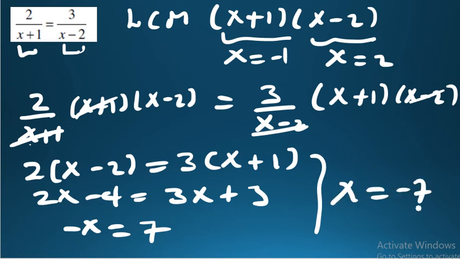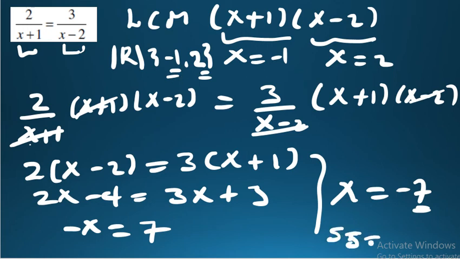Now check this -7. Is it found in the numbers that we already restricted? The domain we said is the real numbers without -1 and 2. Sorry. We need to check the final answer that we have. Is this number found in the restricted part? No. -7 is not found in the restricted or excluded numbers, so our solution set will be -7. This one is easier because we didn't factorize anything in the denominators. Simply, both of them are already linear.